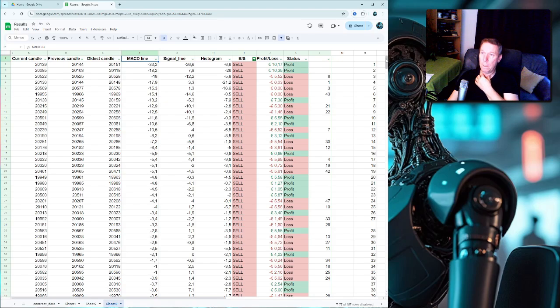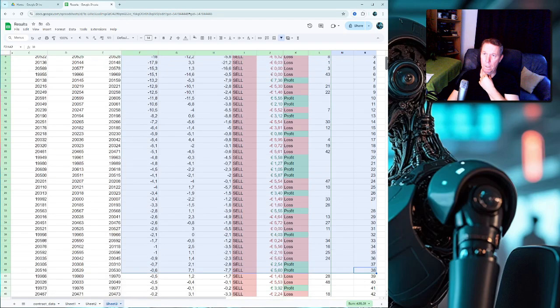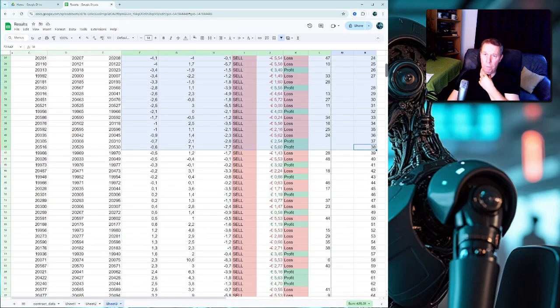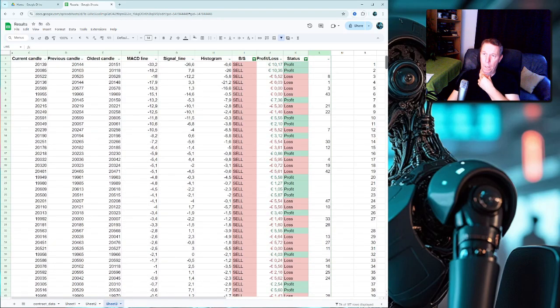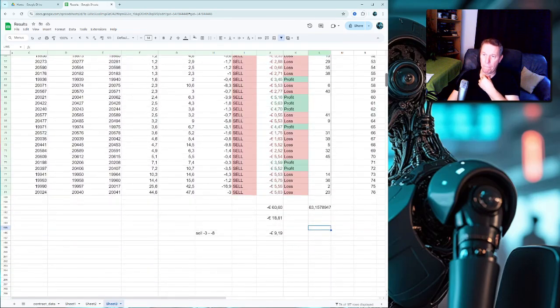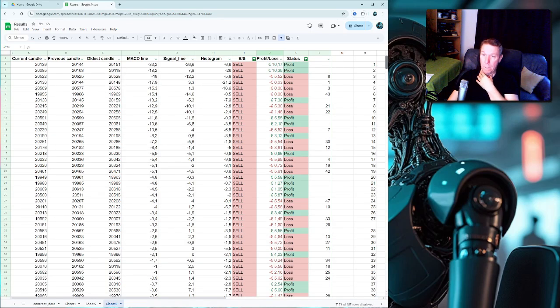When did we have profits and losses? If the MACD line is larger than 0.5, would that be more profitable? -9.19 € out of 38 trades with the higher numbers in the MACD. And then I'm going to look at the lower numbers of the MACD. Whoa, minus 51.